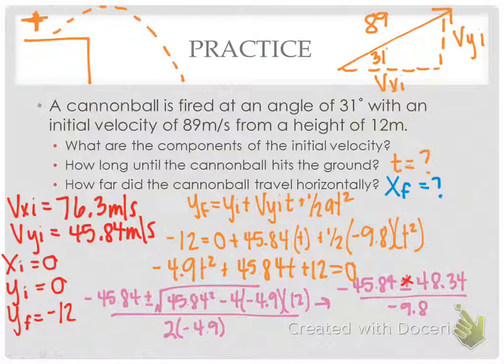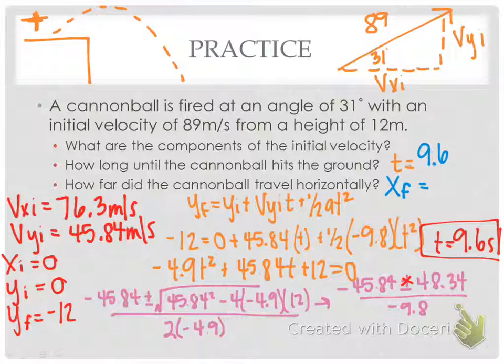Okay, so I'm going to take negative 45.84 minus 48.34, and I'm going to divide that by negative 9.8, and I get a time equal to 9.6 seconds. Go ahead and solve for horizontal distance now on your own. 732.5 meters.